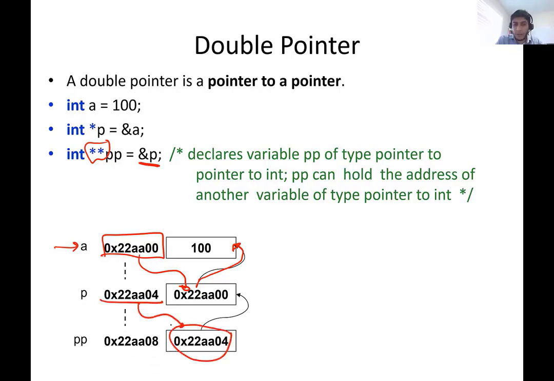So why is it called double? Because it holds the address of the pointer. If you look into this, the word double came from the sense that you are pointing to an address that points to another thing. Good.